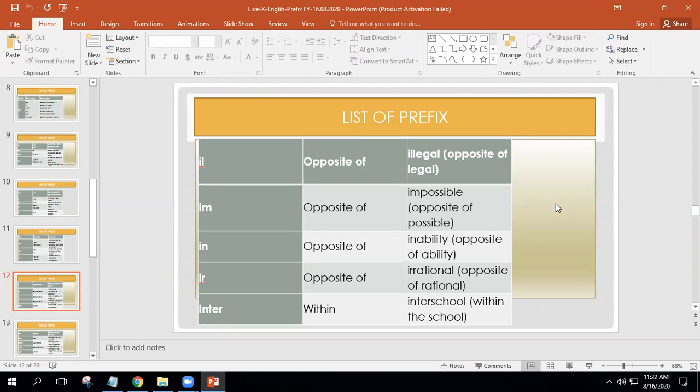Next, il. Il is also a negative prefix, which means opposite of. Example is illegal. That means opposite of legal. Next, im. This prefix also means opposite of. The example can be impossible, that is opposite of possible. Next, in, which also means opposite of. Example, inability means opposite of ability. Next, ir. Ir also means opposite of. Example, irrational means opposite of rational.